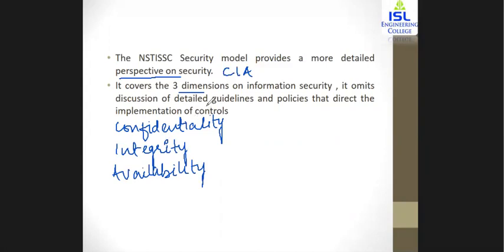So it is going to cover the three dimensions of information security, and it is going to omit the detailed discussion of guidelines and policies. That is, if you are discussing confidentiality, what are the different guidelines and policies that you're going to use within this, the McCumber cube is going to eliminate that aspect. You're just going to focus on confidentiality, integrity, availability, and direct the implementation of controls. In here you're going to have a three-dimensional cube, so you're going to cover the 27 aspects within this NSTISSC model.